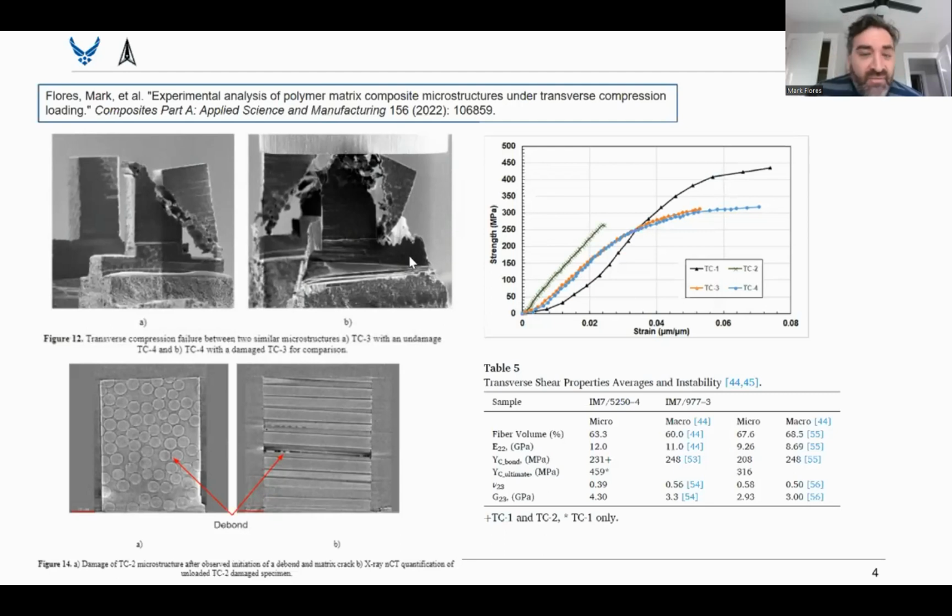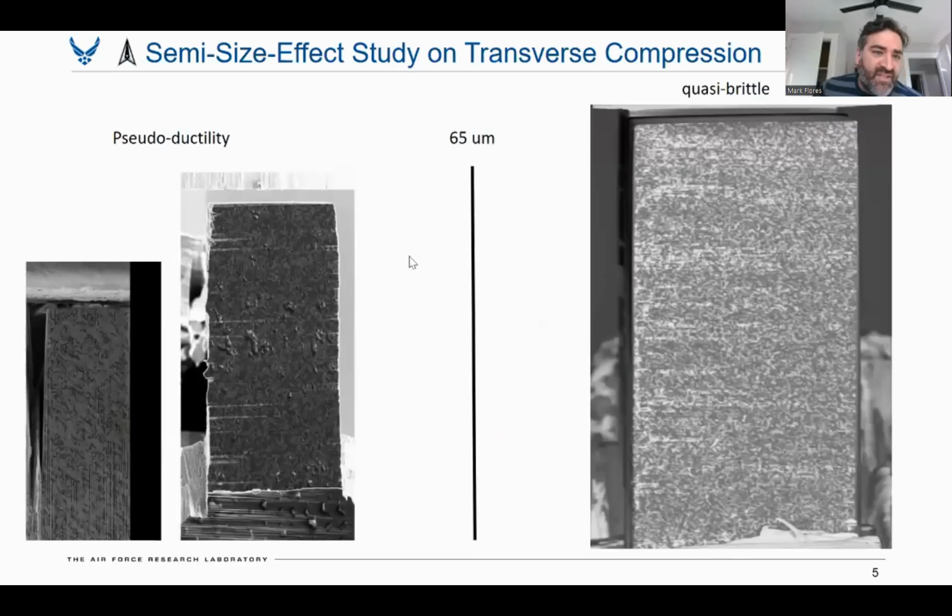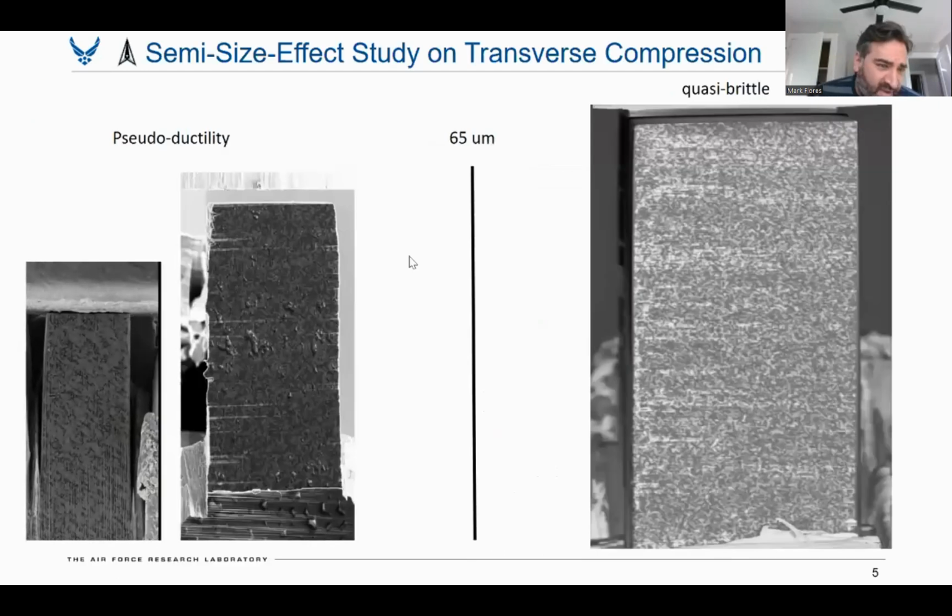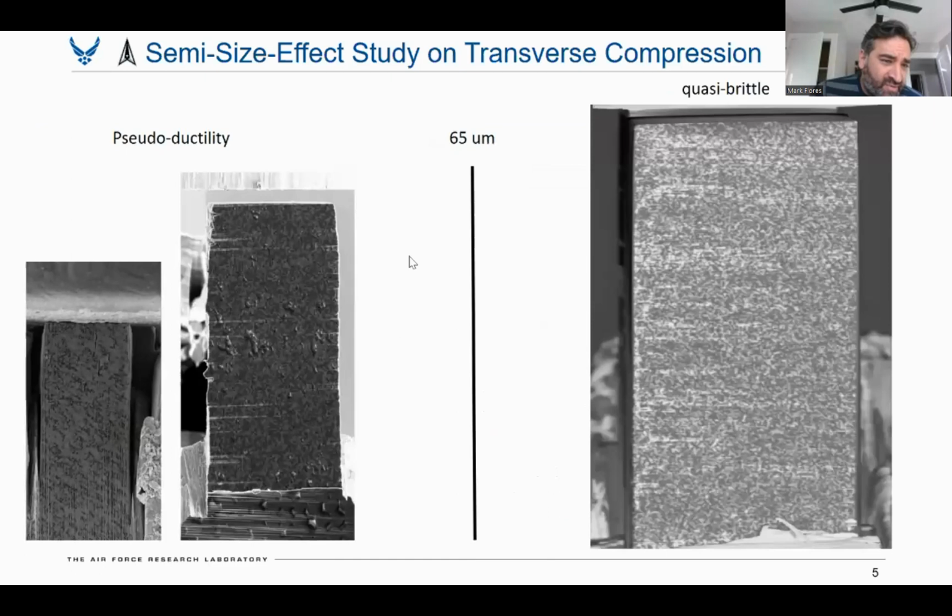TC3 and TC4 came from the same column. So if there was a repeat, it would be those two, but their microstructures are relatively different. And of course, at the end of the study, we were able to correlate the properties between IM7 5250-4 and IM7 977-3 between micro and macro. And to give you an understanding of the experiment, a movie speaks a lot of volumes, just showing these particular transverse compression experiments.